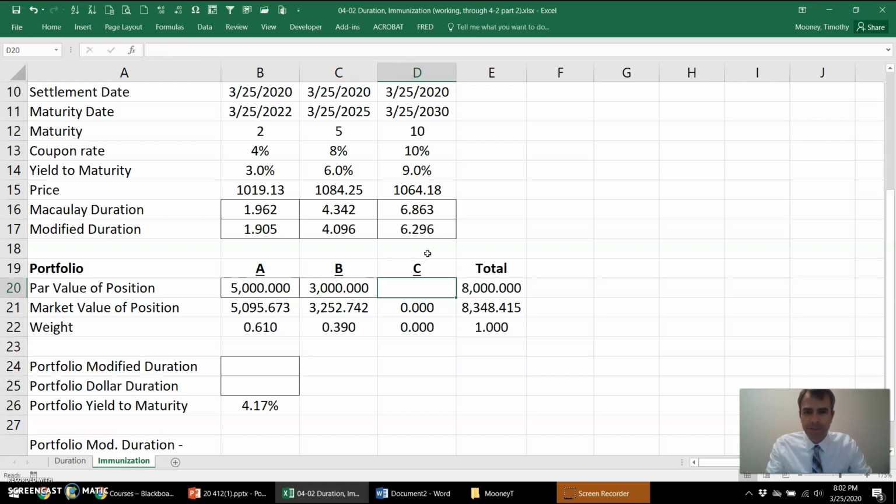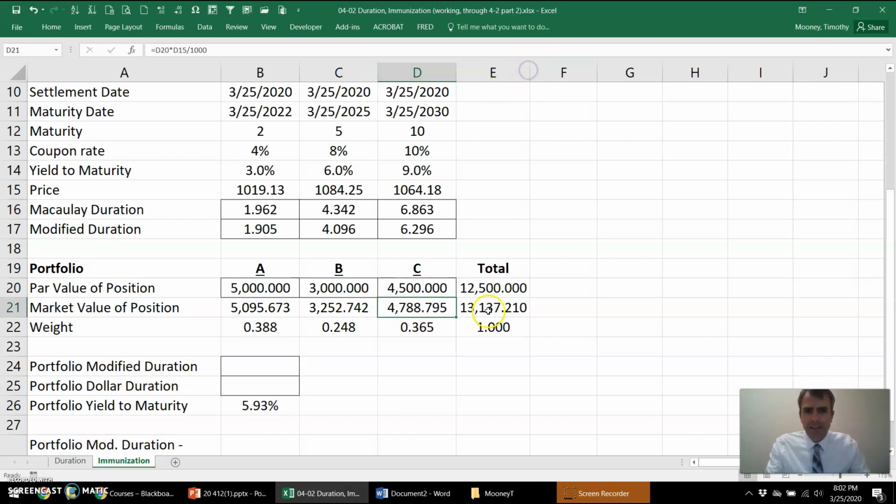There's the market value of that position. And then let's say we got 4,500 of bond C. So then we have a total of $12,500 worth of face amount or par amount. The market value of a portfolio like this is $13,000 about. And so the modified duration of this portfolio is just a function of the percent of our portfolio invested in each of the three bonds. And you can see these weights update automatically, right? So 38.8% of our portfolio is invested in bond A, and 24.8% in bond B, and 36.5% in bond C.